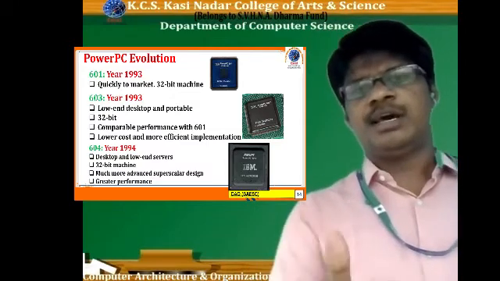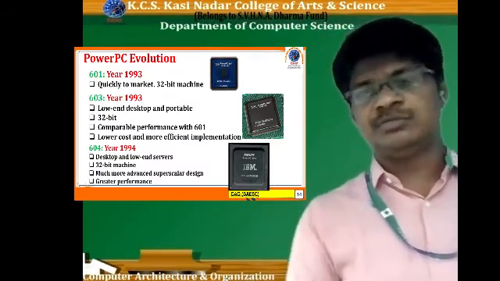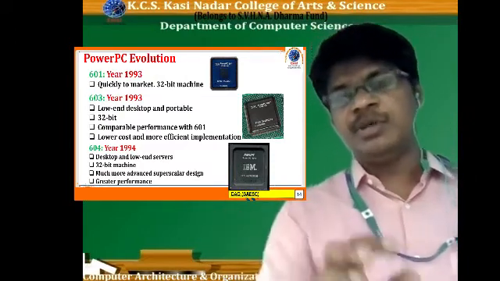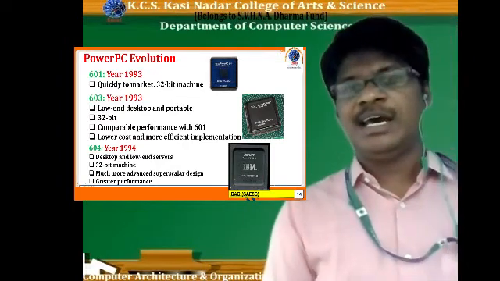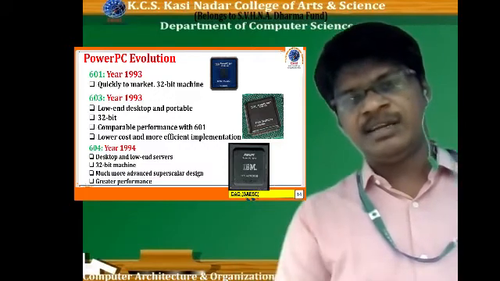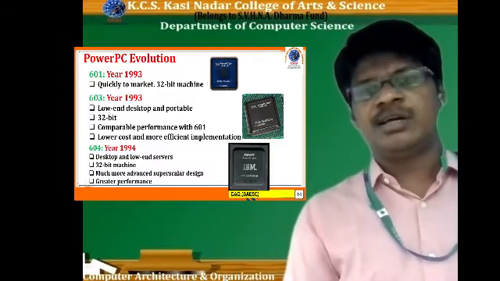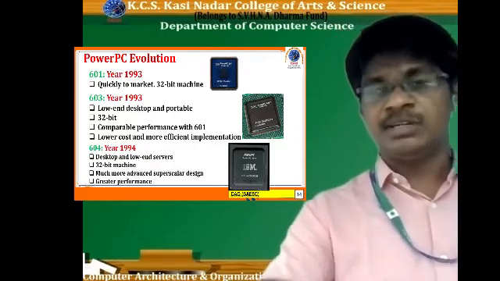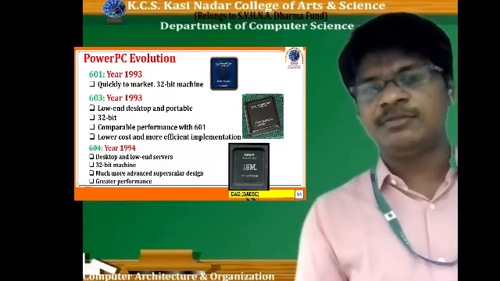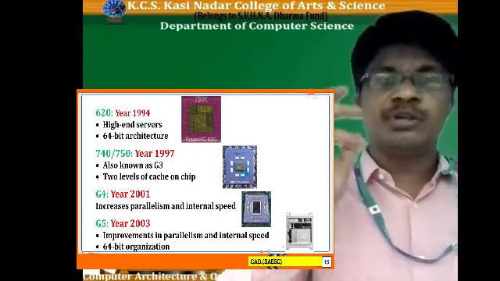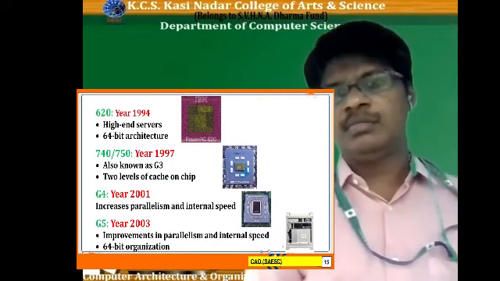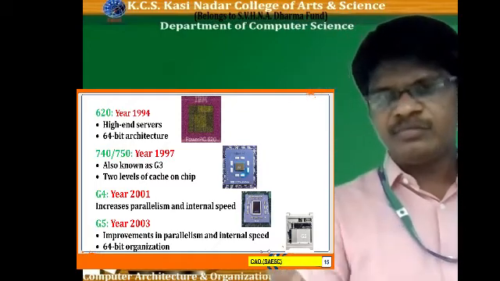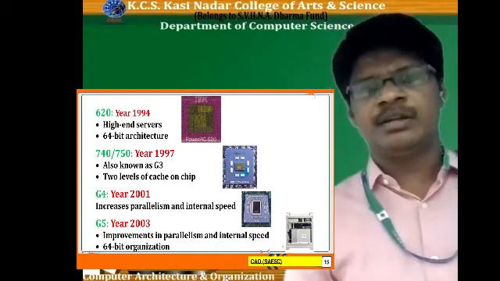So the 601 was introduced as a 32-bit machine, whereas in Pentium we went from 8 to 16 to 32 bits. But PowerPC introduced its first processor as a 32-bit machine, and then we had the 64-bit, which has greater performance than the other processors, with the 620 supporting 64-bit architecture. Even Pentium took until around 2003 to have 64-bit architecture. So IBM has definitely evolved over the years.